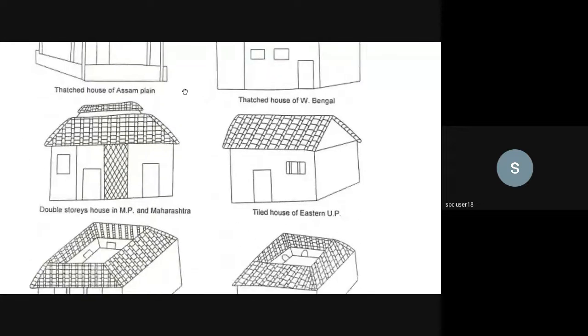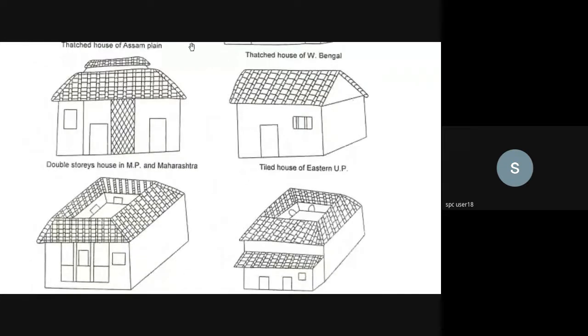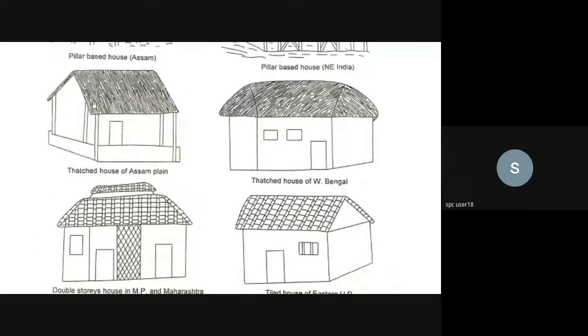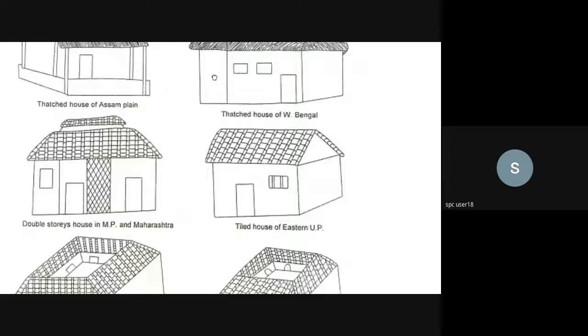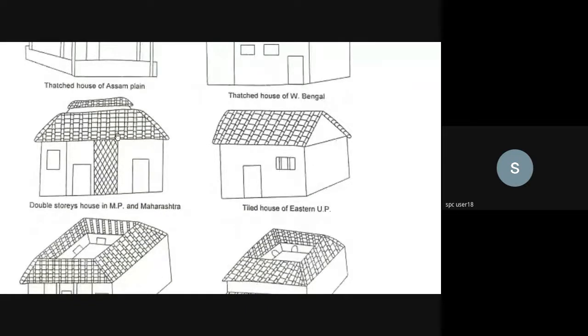From there, we come down to the central parts, and of course the eastern parts of UP. They look more or less the same, but the difference being that now the roofs are not thatched. The roofs are not thatched; they are tiled. You have tiled roofs in these regions, and you'll see that in Madhya Pradesh and Maharashtra, you could also have double-storied houses.